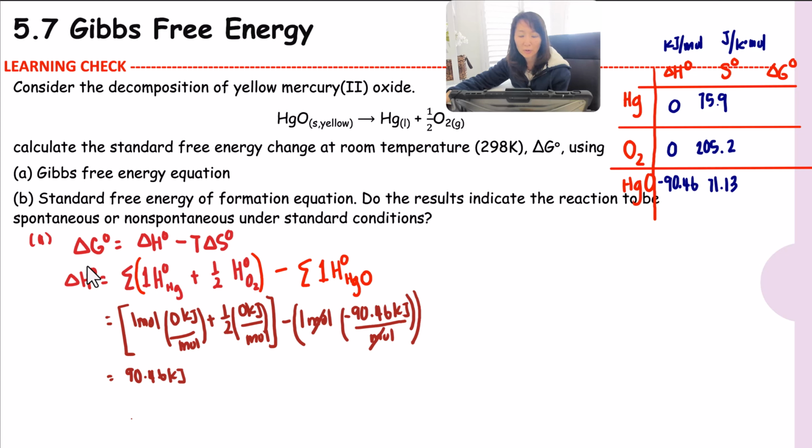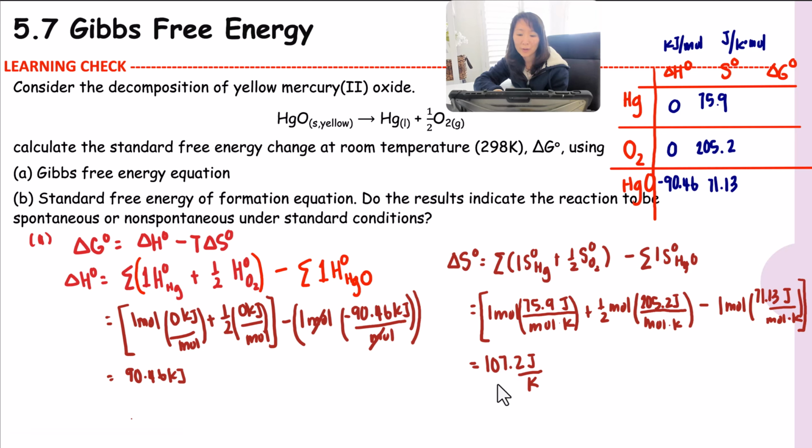Now I want you to go ahead and find delta S. It's the same deal. You do the product minus the reactant, the summation of it, and then put them together and calculate that and come back and check if you have the right delta S.